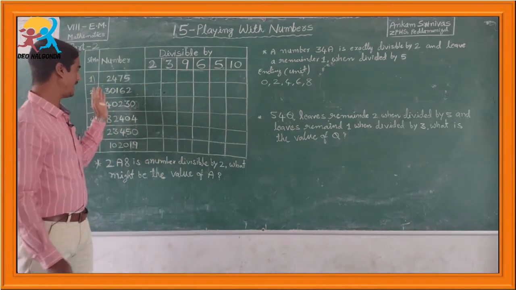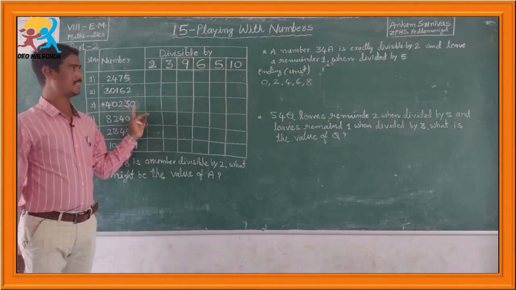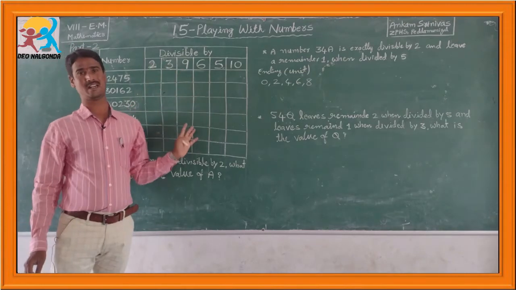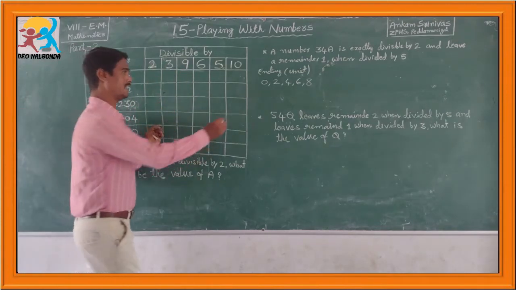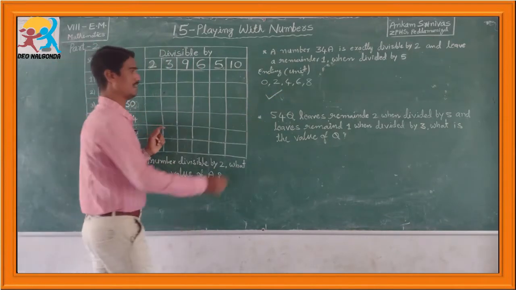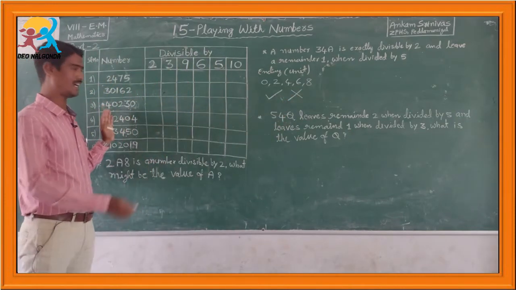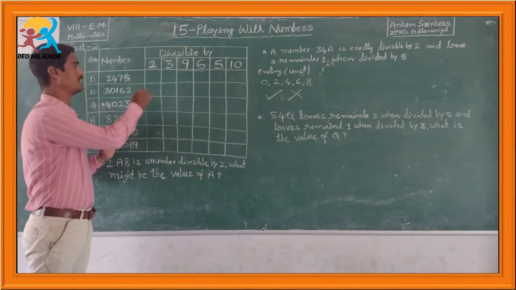Dear children, I have given some numbers here. Let's check whether they are divisible by 2 or not. If divisible by 2, tick the right mark. If not divisible by 2, tick the wrong mark. Now do it yourself. I am also doing it on the blackboard.